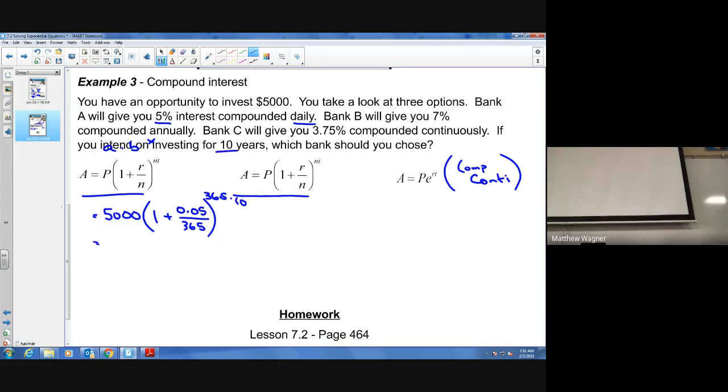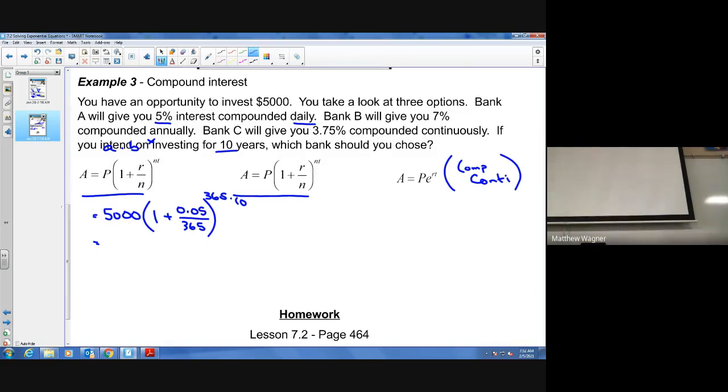All right. So the reason we do this is we divide our annual interest rate by the number of times we're going to calculate it, which in this case is 365 times a year. Then we raise it to the 365 times 10 because over the course of 10 years, you're going to calculate that interest 3,650 times. That's why the power is that instead of just a 10. Because if we're calculating interest daily, we're going to need to calculate our interest 3,650 times over a 10-year period.